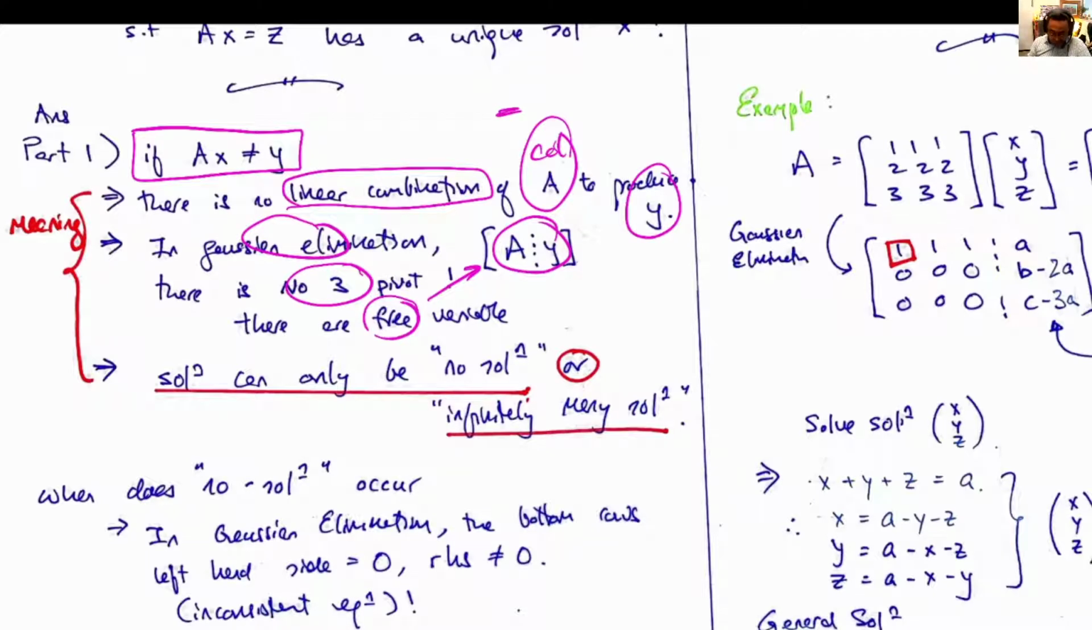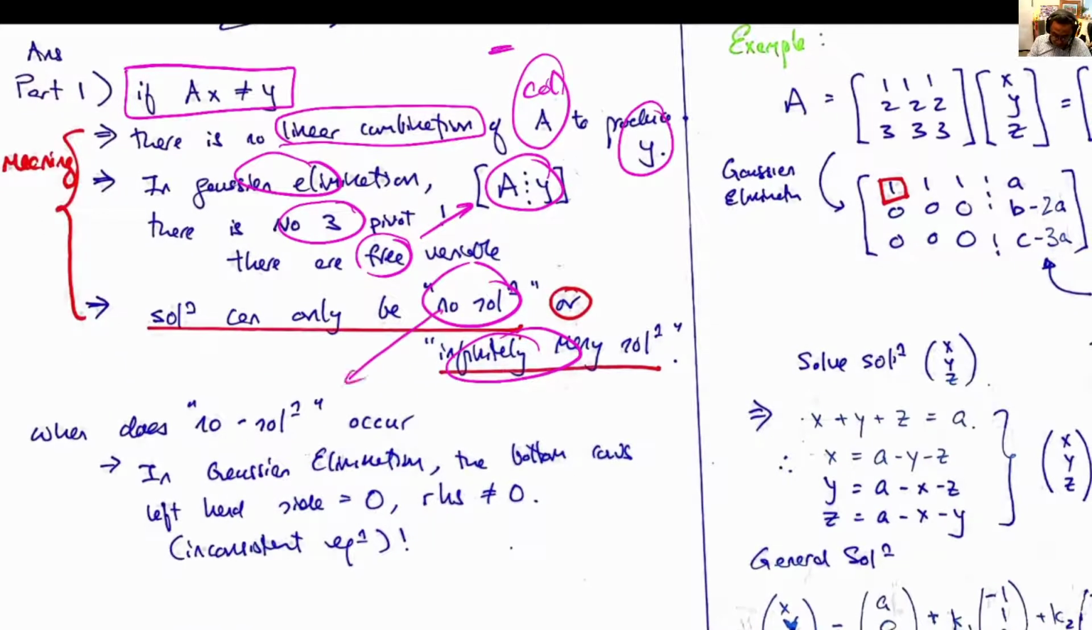Hence, when there are free variables, the solution can be only no solution, meaning that it's an inconsistent equation, or infinitely many solutions. When does no solution occur? No solution occurs when, after Gaussian elimination, the left-hand side of an equation is equal to 0, but the right-hand side is not equal to 0. Let us have some examples on the right-hand side.